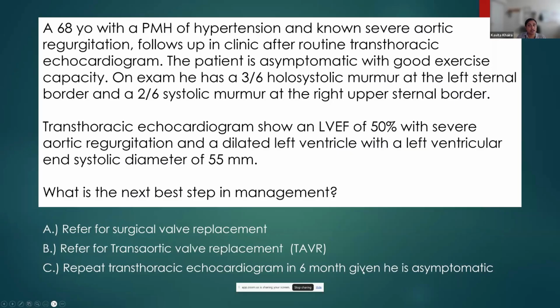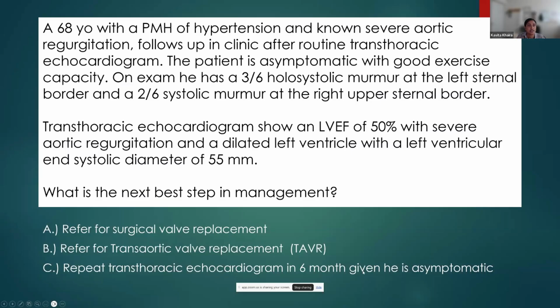The transthoracic echocardiogram shows an LVEF of 50% with severe aortic regurgitation and a dilated left ventricle with a left ventricular end systolic diameter of 55 millimeters. What is the next best step in management? Is it A, refer for surgical valve replacement? B, refer for TAVR? C, repeat a transthoracic echocardiogram in 6 months, given he is asymptomatic?